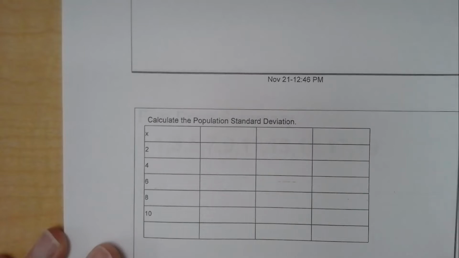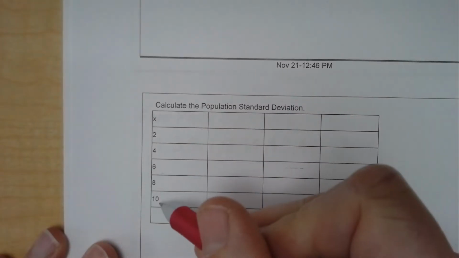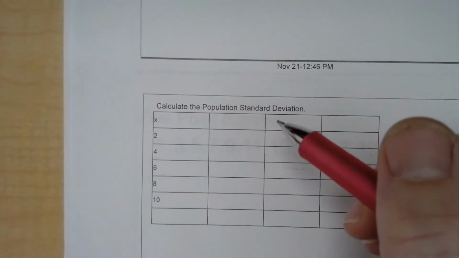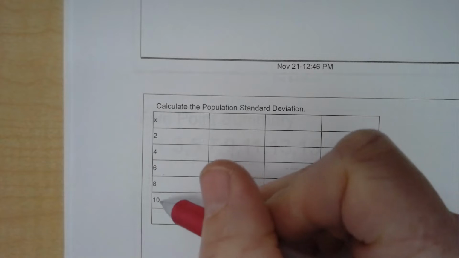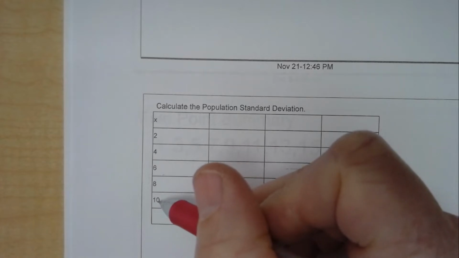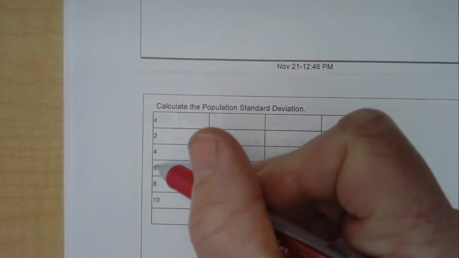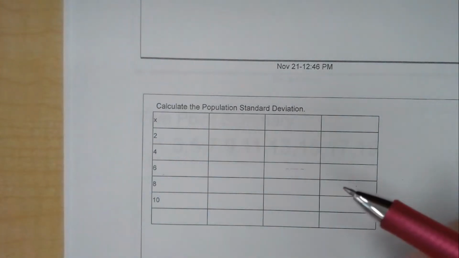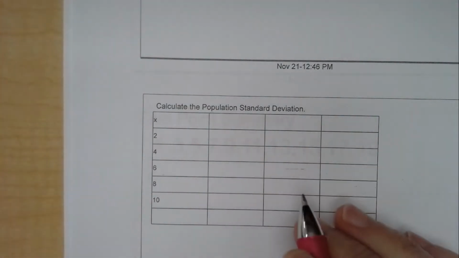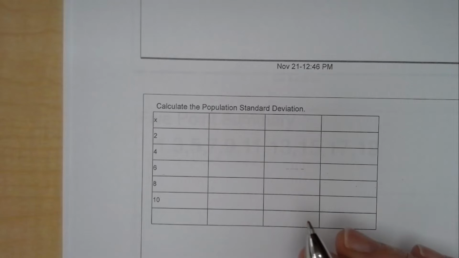So here are our numbers. These are all the numbers: 10, 8, 6, 4, 2. So there are 5 numbers. So there'd be 5 people in your class. One person got a 10 out of 10 on the quiz, one person got an 8 out of 10, a 6 out of 10, a 4 out of 10, a 2 out of 10. And that's it.